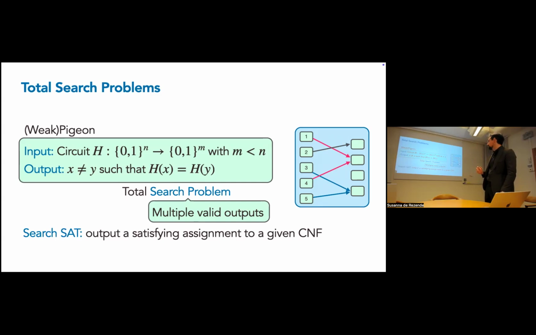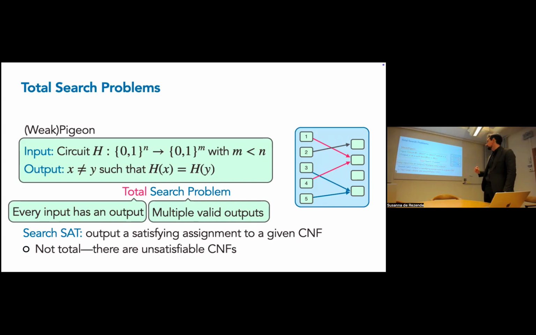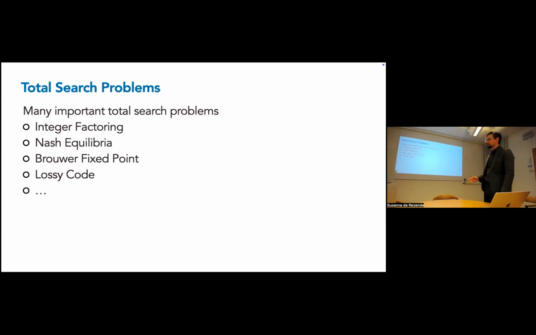For example, consider the search SAT problem: output a satisfying assignment to a given CNF formula. This is a search problem, but it's not total, because there are unsatisfiable CNF formulas. There are a ton of very important total search problems, such as integer factoring, Nash equilibria, finding a Brouwer fixed point, lossy code. These sorts of things have been popping up in a lot of recent exciting work.